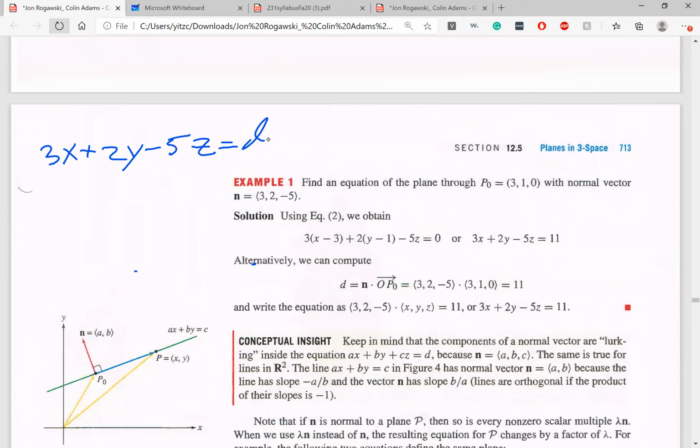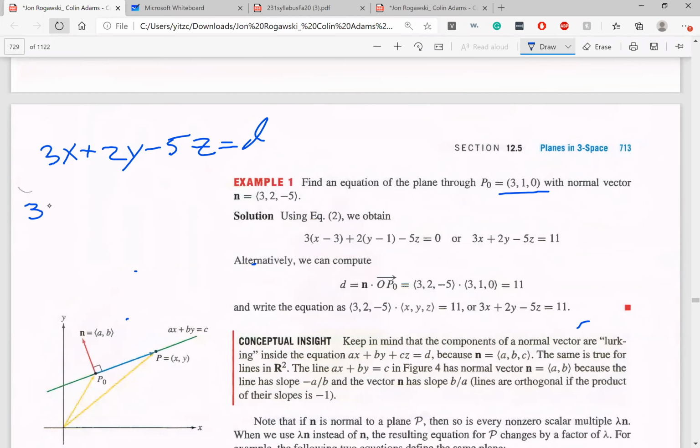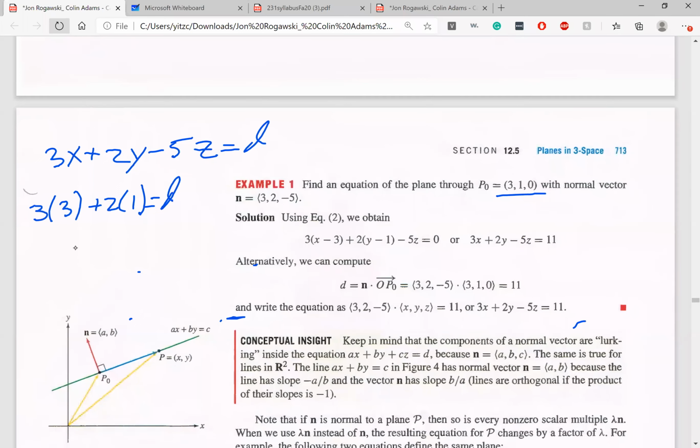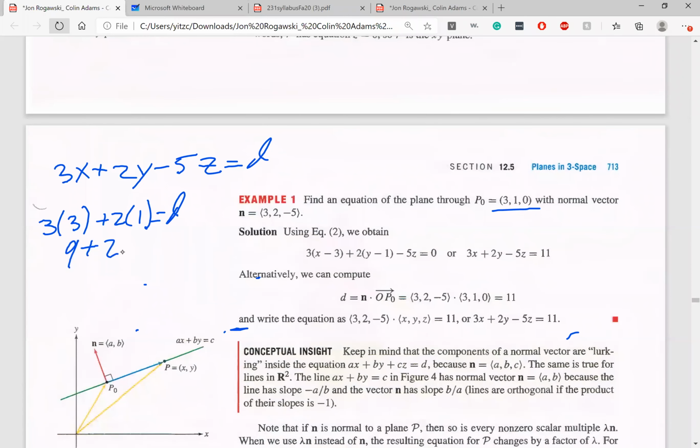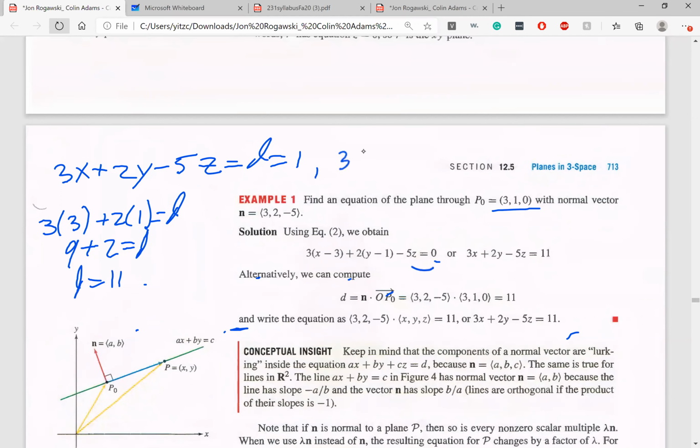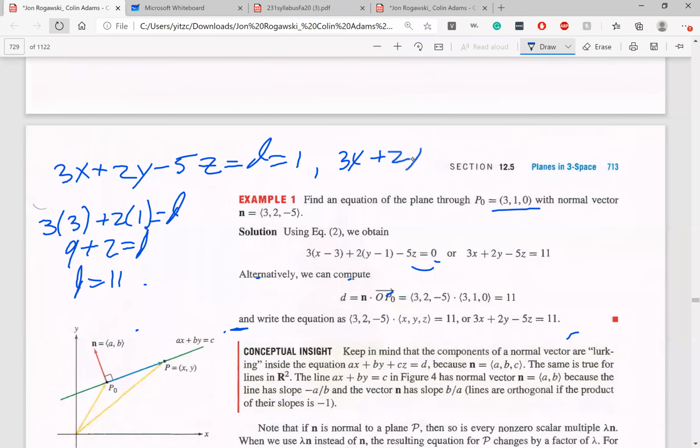Now in order to find what d is, you just use your P0. So there will be 3 times 3 plus 2 times 1, and then minus 5 times 0 is equal to your d, which will get us to 9 plus 2 is equal to d, which gets us to d is equal to 11. So it tells us 3x plus 2y minus 5z is equal to 11.